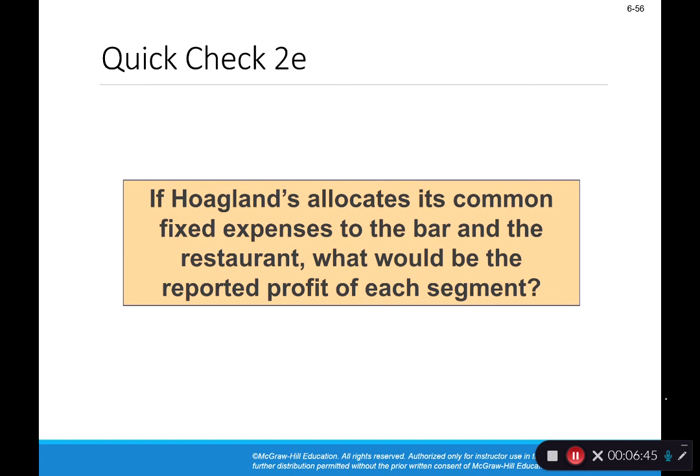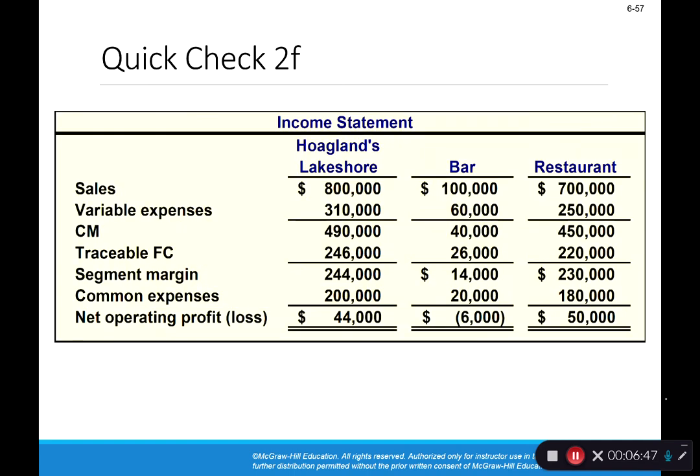So what happens if we allocate costs to the segment? If we allocate the cost, there's that 20,000 and the 180,000 we just talked about. It looks like the bar's not profitable, right? The bar's losing $6,000. If we allocate those common costs, it looks like the bar's not a profitable part of the business, which may make management think that maybe we should eliminate the bar altogether and save money.